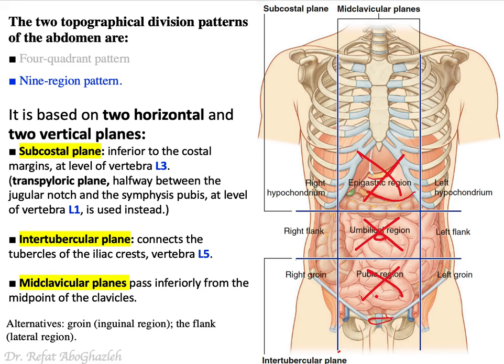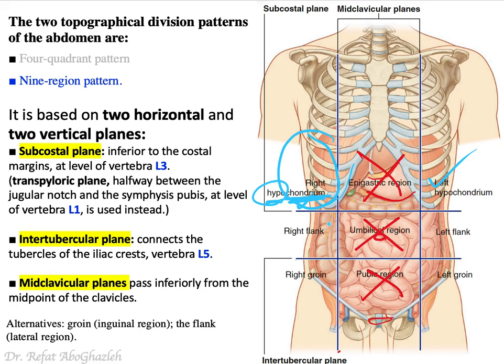Excellent. Guys, to both sides, it's the same. We'll talk about one side just because it's the same on the left. This is the costal margin. So the area under the costal margin mainly is the hypochondrium, hypo meaning under the costal cartilage or ribs and costal cartilage. Right hypochondrium and we have left hypochondrium.